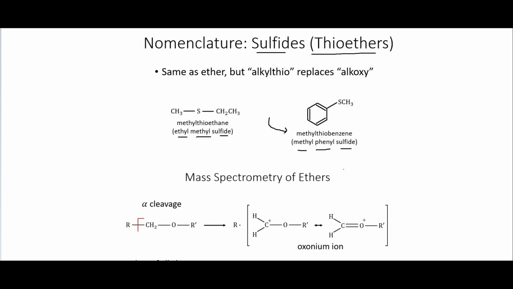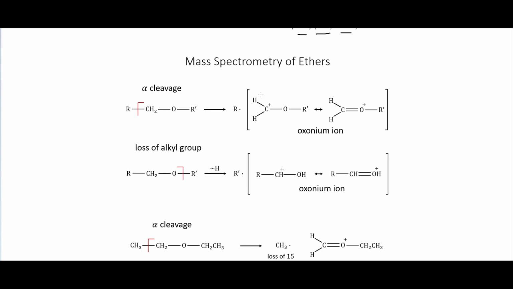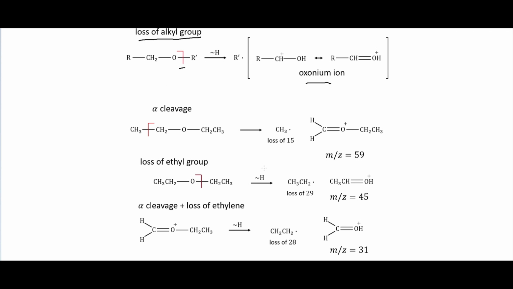And so the last thing we can look at here, so we can first look at the mass spectrometry of ethers. We can get essentially 2 types of cleavages that are going to be common for ethers. So we can get a splitting right here, so 1 carbon away from the oxygen or right at the oxygen. And we call this one the alpha cleavage and this one the loss of an alkyl group. And so both of these make an oxonium ion. And we can actually have both of these happen as well.